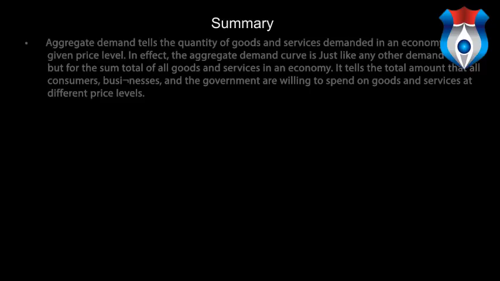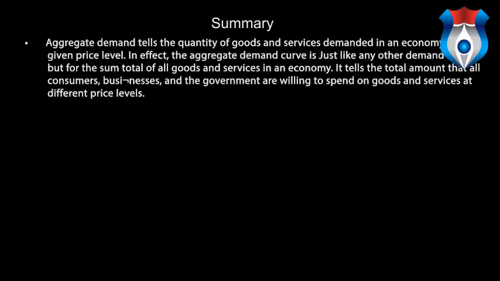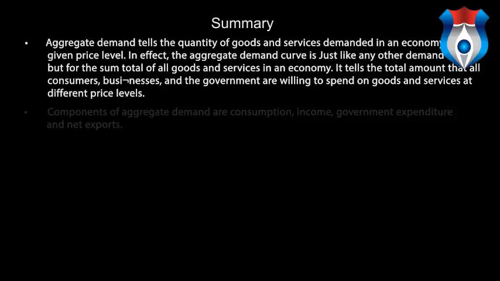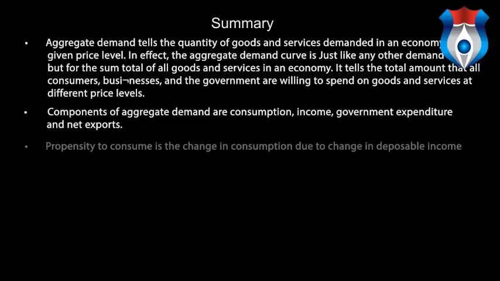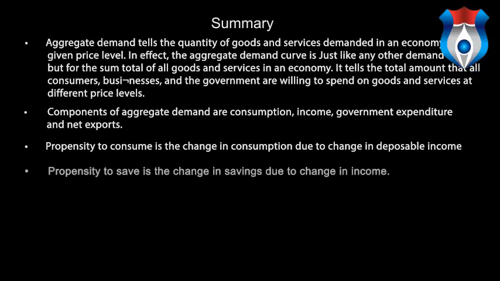Let us summarize the lecture. Aggregate demand tells the quantity of goods and services demanded in an economy at a given price level. In effect, the aggregate demand curve is just like any other demand curve, but for the sum total of all goods and services in an economy. It tells the total amount that all consumers, businesses and the government are willing to spend on goods and services at different price levels. Components of aggregate demand are consumption, investment, government expenditure, and net exports.